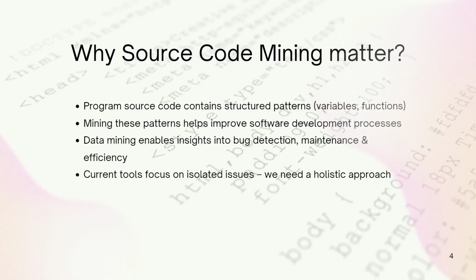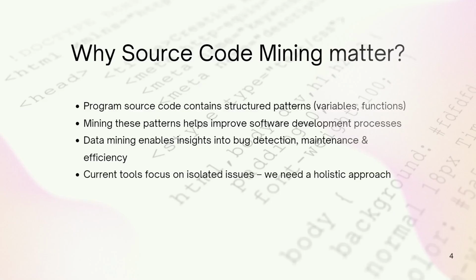Well, in 2014, the infamous Heartbleed bug in OpenSSL went undetected for 2 years, exposing passwords, emails, and sensitive data. It's like the Death Star having a tiny exhaust port that no one noticed until it was too late. If source code mining had been used, the pattern of improper memory access could have been flagged earlier.